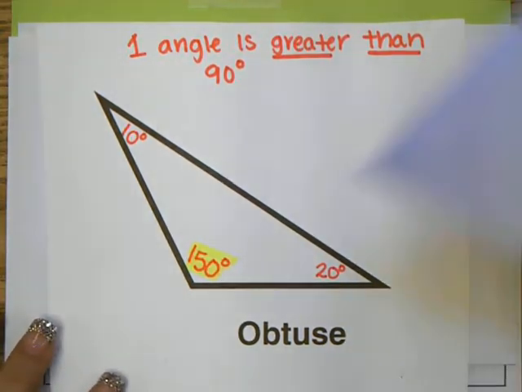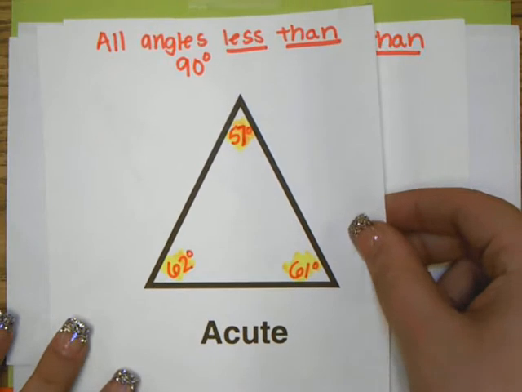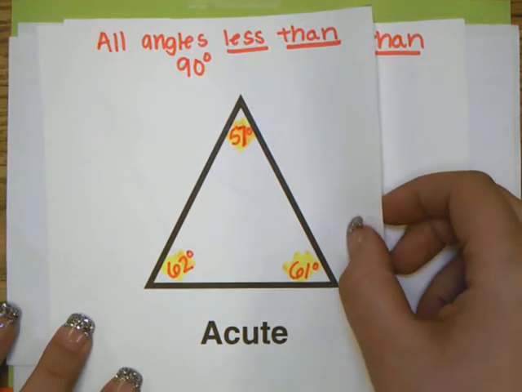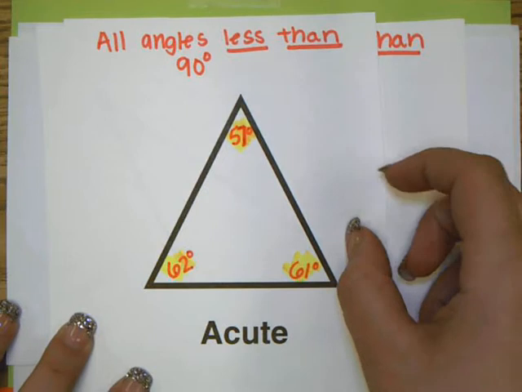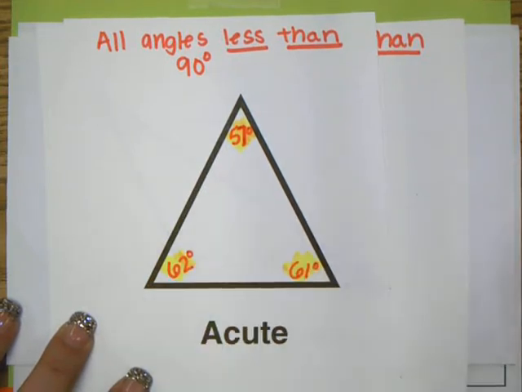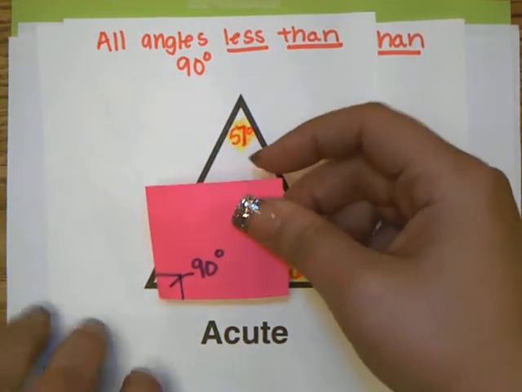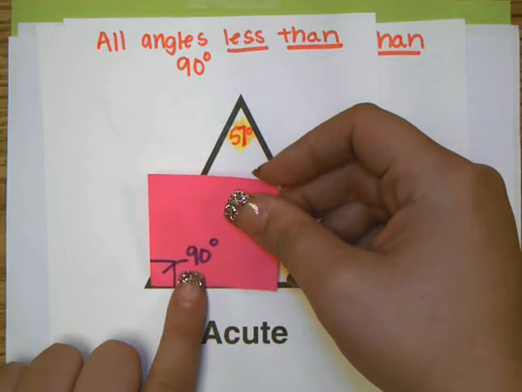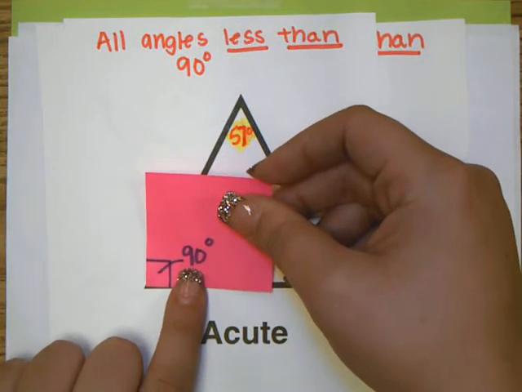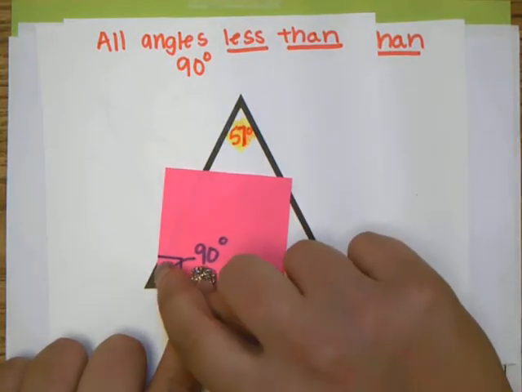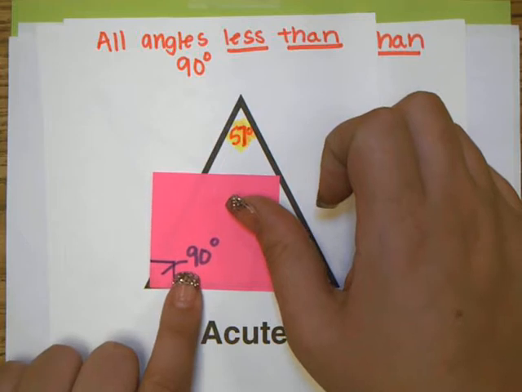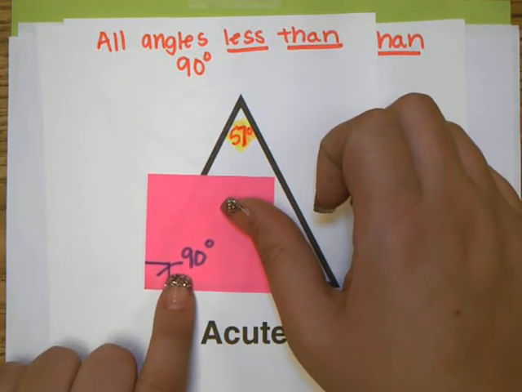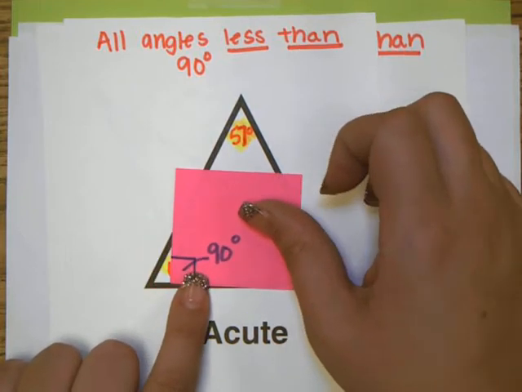And then the last type of triangle we can have is called an acute triangle. An acute triangle means all angles are less than 90 degrees. So all of these angles look less than 90 degrees. If we weren't sure, again, we would line it up with one of the sides of the triangle. And you can see that this side right here goes inside the 90 degrees, so it is less than 90 degrees.